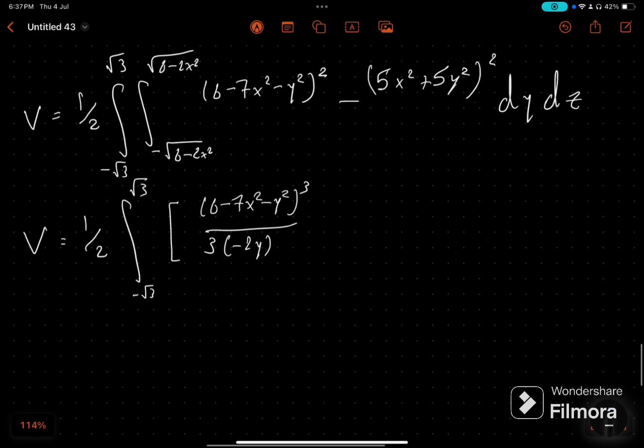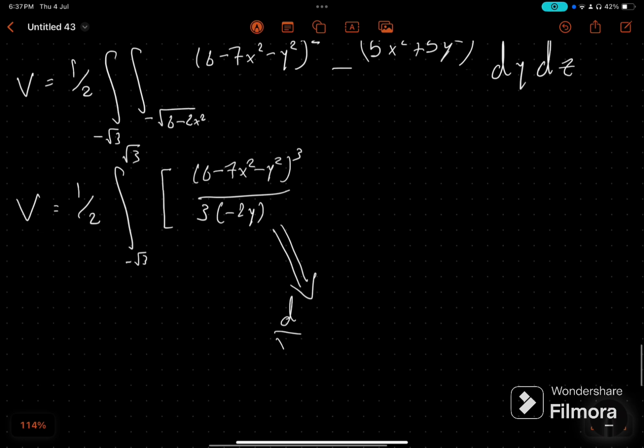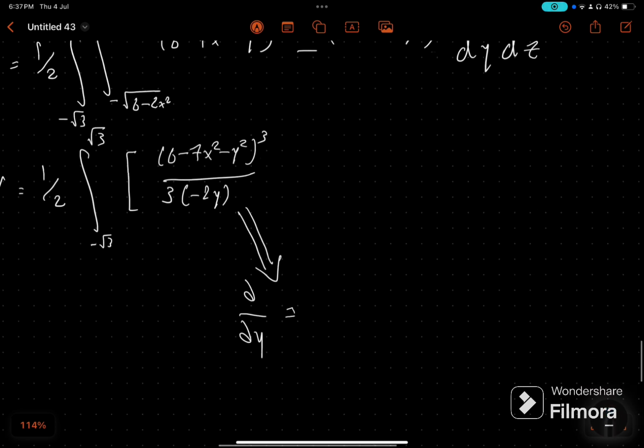And now if we try to differentiate this with respect to y, partial differentiation with respect to y, it's going to give us 6 minus 7x squared minus y squared all to the 3, all to the 2. We're going to have 3 here, and also we're going to multiply by minus 2y.